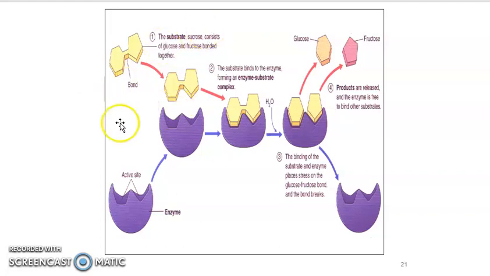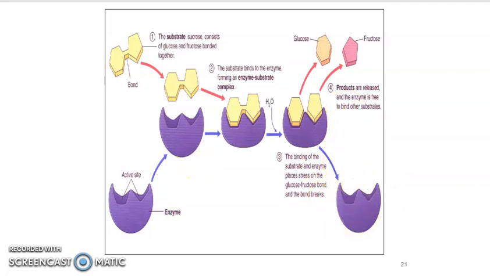Alright. Okay, so this is the diagram that shows the mechanism of enzyme action. Okay, so let's say this is enzyme with the active site. So this is the substrate. So when substrate bind to the active site of enzyme, it will form enzyme substrate complex. Okay, so dekat sini lah yang akan menyebabkan, kita kata dekat sini, okay, this reaction dia akan menyebabkan enzyme ni dia akan facilitate, okay, the breakage of all bond within the substrate. Okay, and then the binding of the substrate and enzyme places stress on the glucose-fructose bond and the bond break. So that's why product will be released. Okay, and then the enzyme here can be reused again.